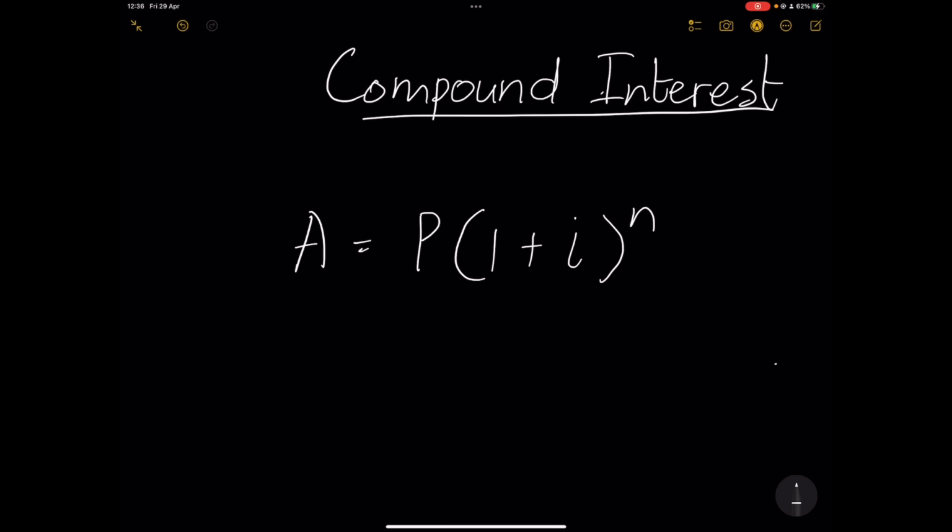So, of course, this is the most ideal case if you're trying to make money. And that's why you'll find that most institutions work on compound interest.